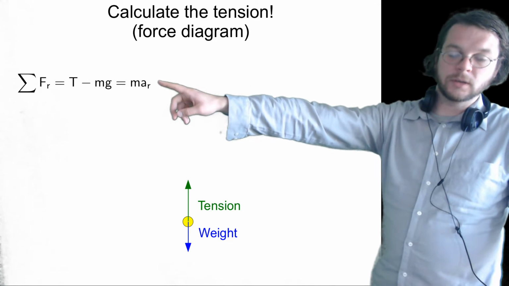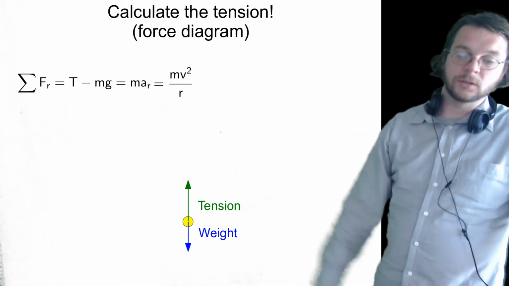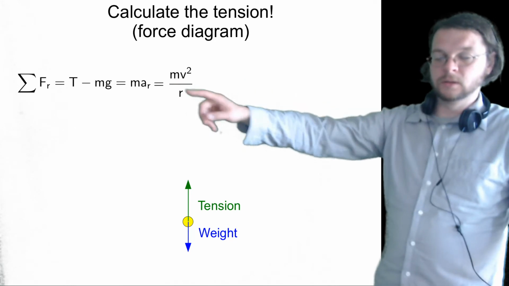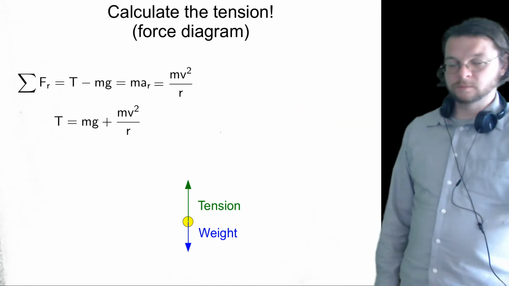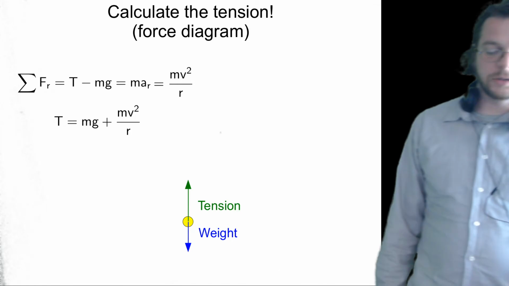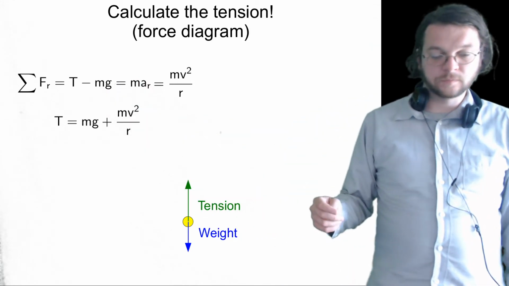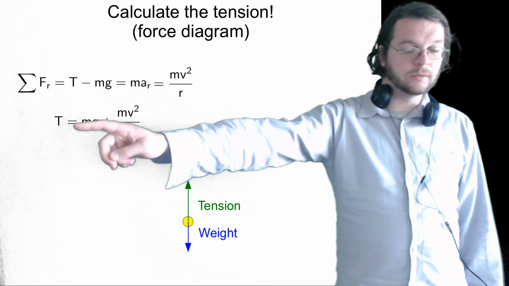So anything moving in a circle has an acceleration of v squared over r, so we can use this to figure out what the tension is, right? Because if we know what v is, we know what r is. The only thing we don't know is the tension. So we should find this. In other words, if you put a scale on this string, the scale should read this.